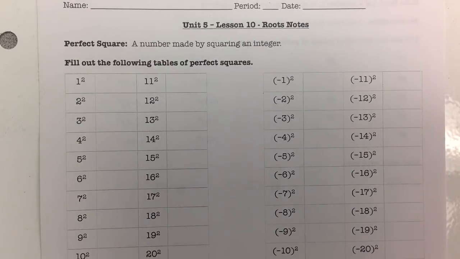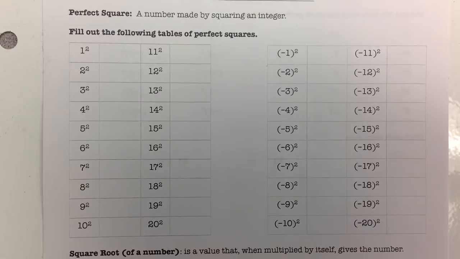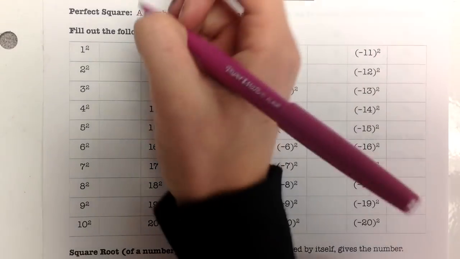Alright, today we are going to talk about roots. So, a perfect square is a number made by squaring an integer. So quickly right here, I'm going to fill out this table of perfect squares.